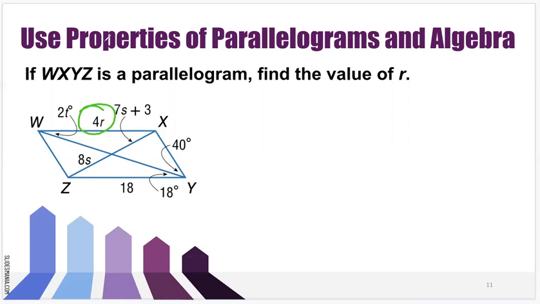Irvin, what did you get? 4.5? How did you get 4.5? Because 18 divided by 4 is 4.5. Okay, I can go with that. But why did you do 18 divided by 4? Because WX is congruent, it's the same thing as ZY. Yes, that's what I needed to hear.